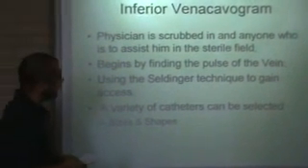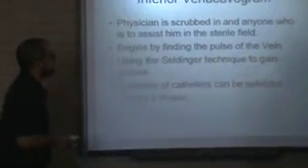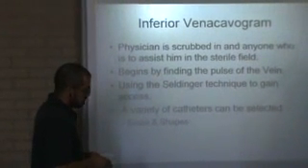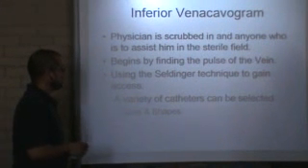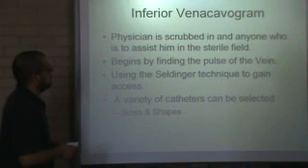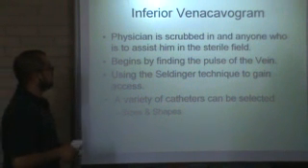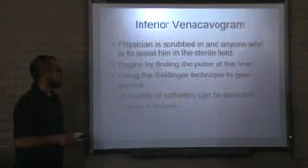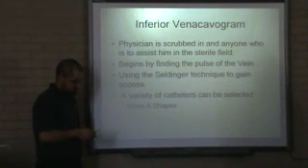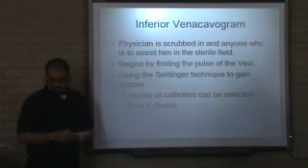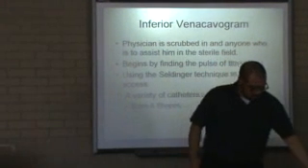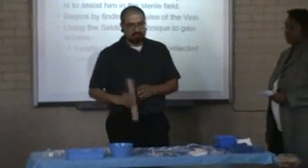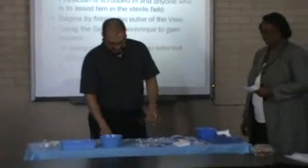So one of the studies is the inferior venous angiogram. The physician is scrubbed in, and anyone else who is assisting him is in the sterile field. Beginning, he would find the vein, find the pulse of the vein, and using the Seldinger technique would gain access to that vein. So say this is your vein, the femoral vein. That was kind of big, but that's all I could find.